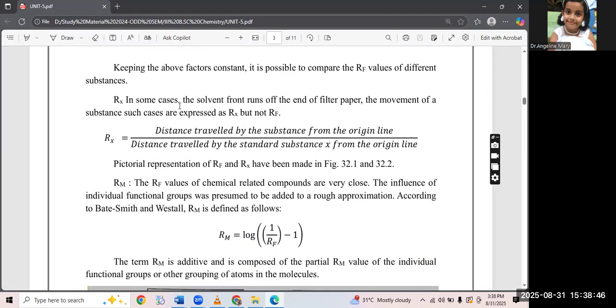In some cases, the solvent front runs off the end of the filter paper. The movement of a substance is then expressed as Rx but not Rf. Once the solvent runs off the end of the paper, that is known as Rx. If the solvent runs on the paper from bottom to top, that is denoted as Rf.